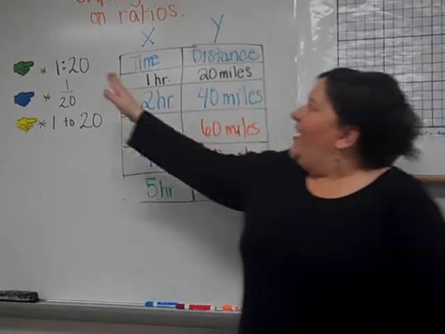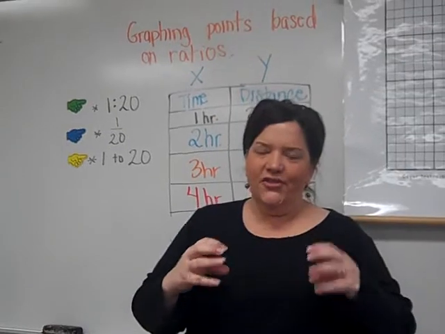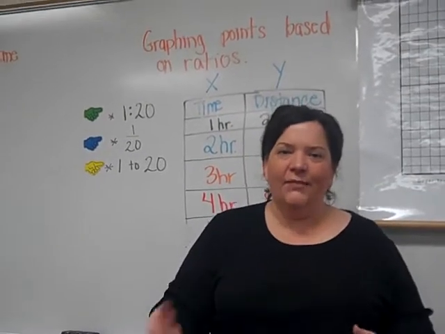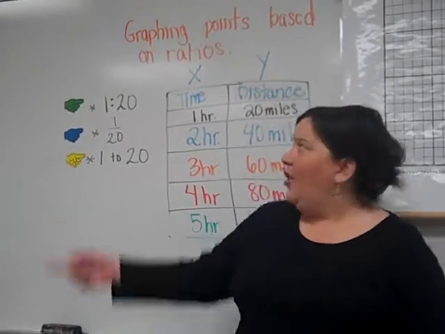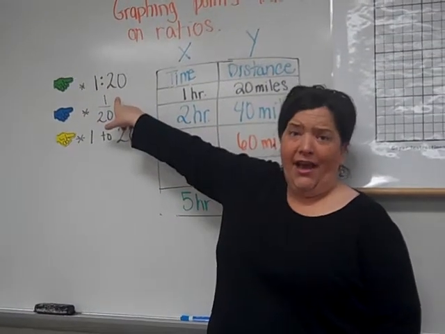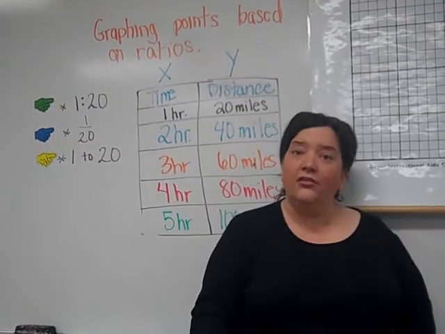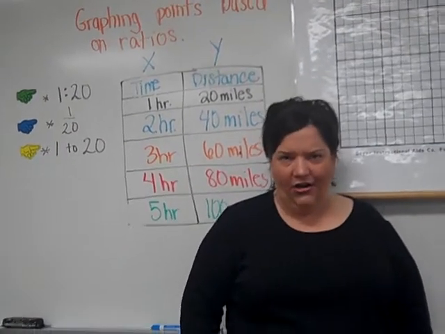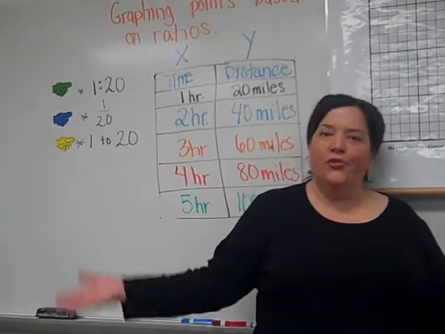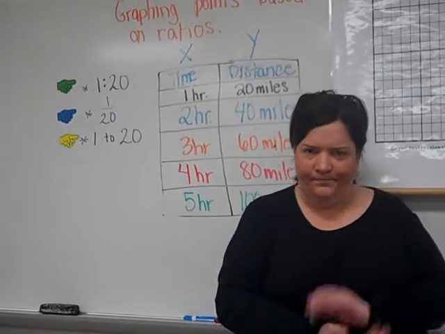So if we think about those units of measurement and apply it to ratios, we know that there's 1 hour for every 20 miles that the golf cart will travel. So in other words, it'll take 1 hour to travel 20 miles. That's our base ratio.